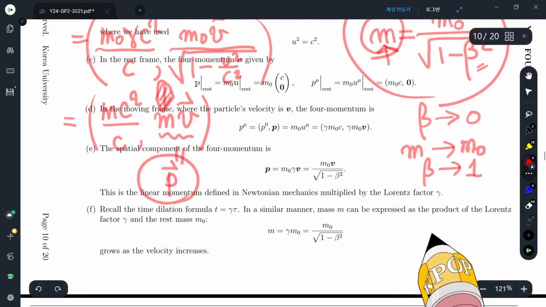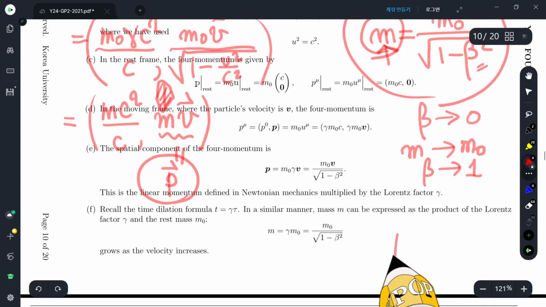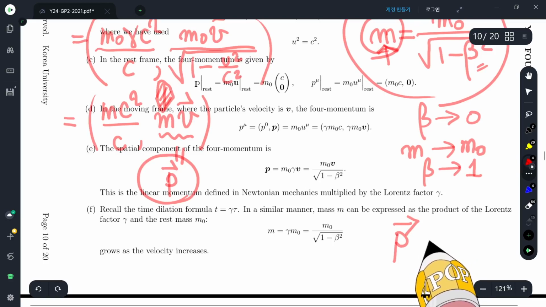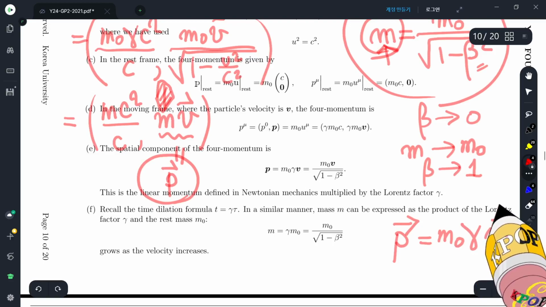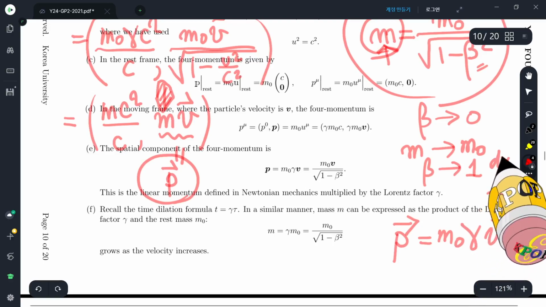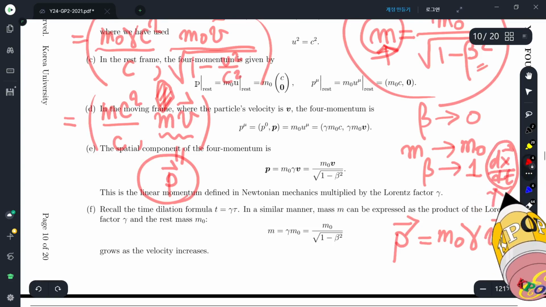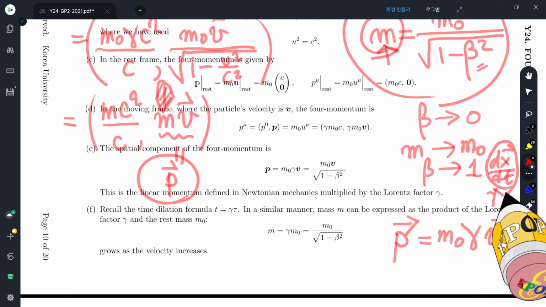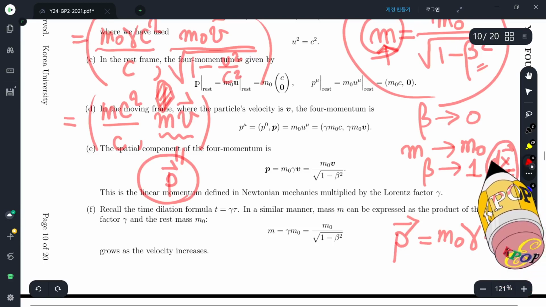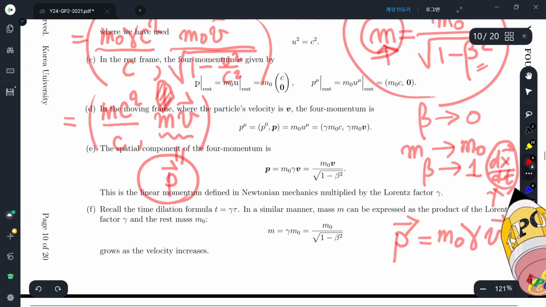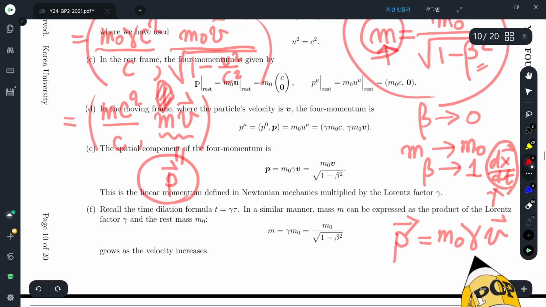Therefore, the spatial component of the four momentum can be understood as a linear momentum, the relativistic linear momentum, that is gamma m0 v. And this velocity is the normal definition of the velocity that we used to know. This definition is the same, but this one is not the Lorentz covariant expression. However, that is included after multiplying it by the Lorentz factor.